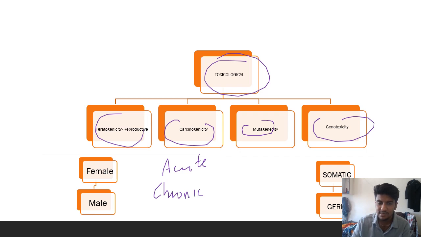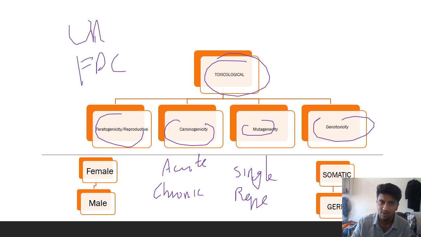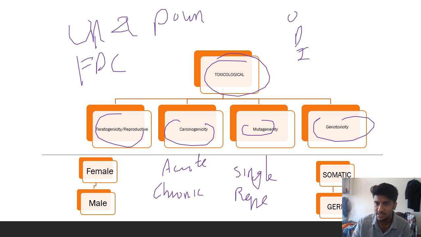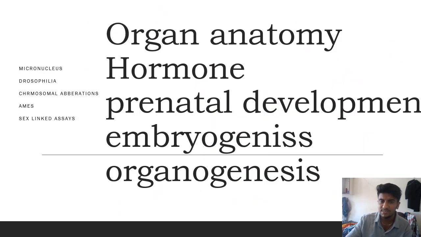The dosing can be single dose, repeated dose, depending upon the OECD guidelines you are following. And the procedure can be up and down or FDC, fixed dose procedure, like 423, 425, 420, depending upon the type of procedure you are attending, like oral, dermal, inhalation 401, 402, 403, for skin irritation 404, for eye irritation you have 405. So all these particular testing procedures you have to keep in mind.